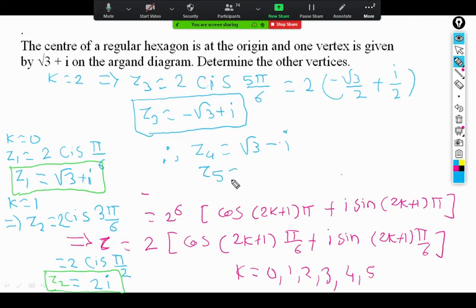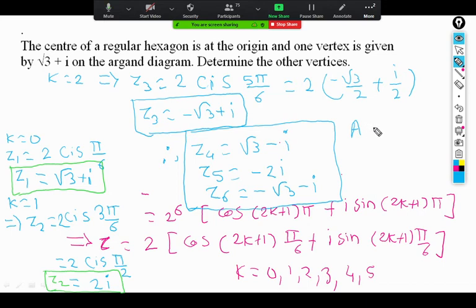Z5 should be the conjugate of that, which is minus 2i, and Z6 should be the conjugate of this, minus root 3 minus i. So you will cross check, you will definitely get these answers. You can cross check with the calculation by putting k equal to 3, 4 and 5. You should write here that complex roots occur pairwise with their conjugates.